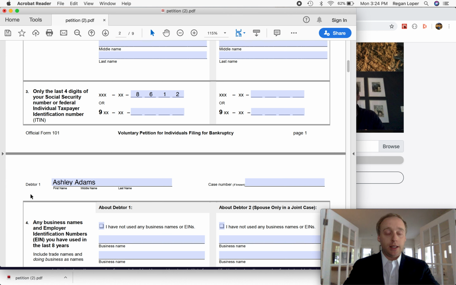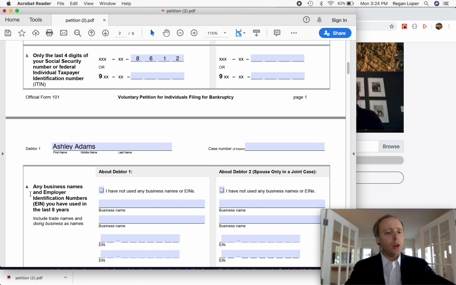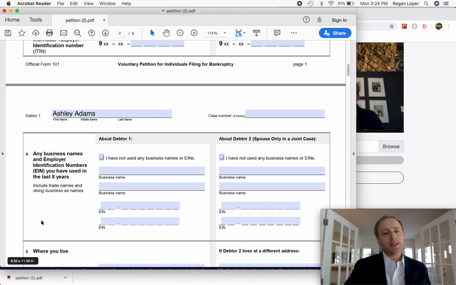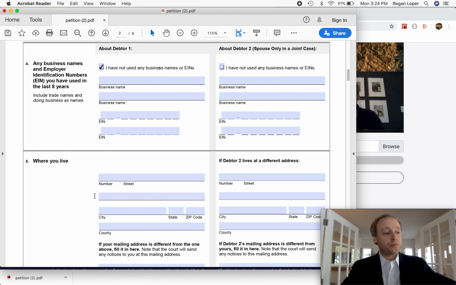which is nice. Anything you can do to save some time is always a good thing. Okay, let's move on to paragraph 4. Any business names and employer identification numbers you've used in the last 8 years. In her case, she selected I have not used any business names or EINs. This would be trade names, doing business as names, and things like that, as the form states.